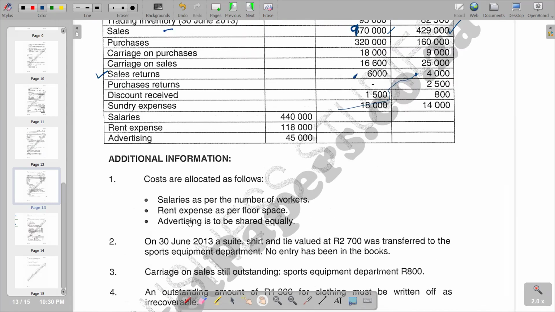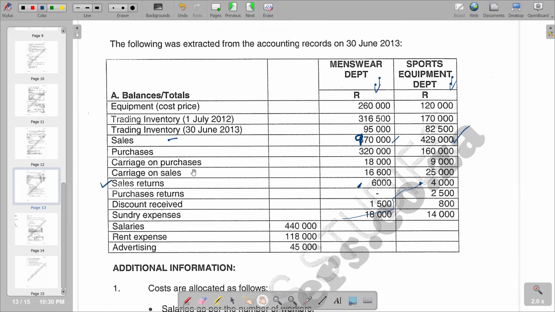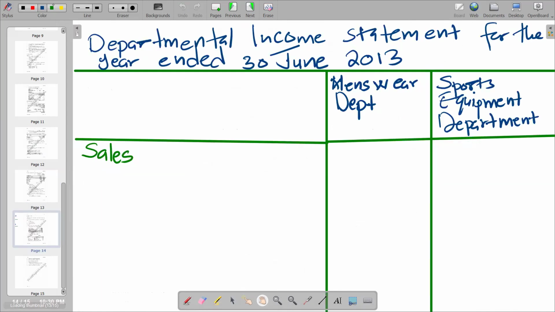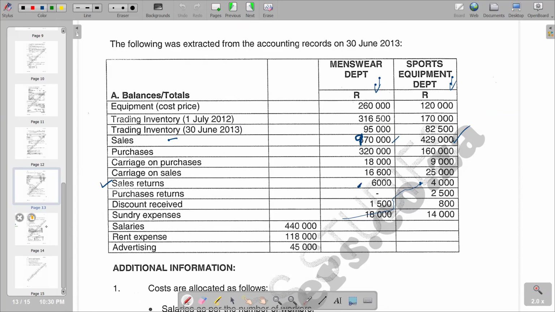So in this case, for the menswear department, the sales figure is 970,000, and then we subtract our 6,000 to get the net figure for the menswear department. We just show the working in brackets, whereby we are saying 970 minus 6,000.